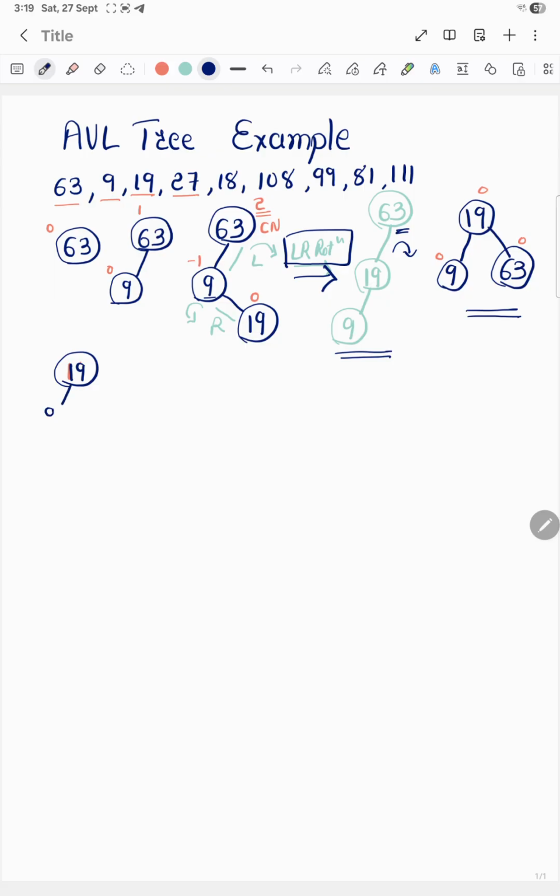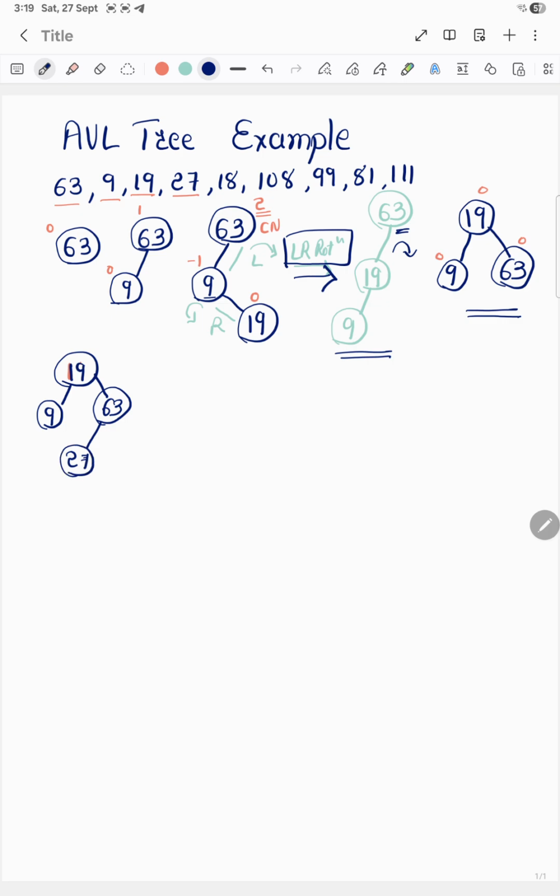So the left will remain as it is, that left child is 9, right? It will remain the same. 63 is the right child. Now I need to compare 27 with 63. So 27 is lesser than 63, so it would be at the left side of 63. So here I am having 27.